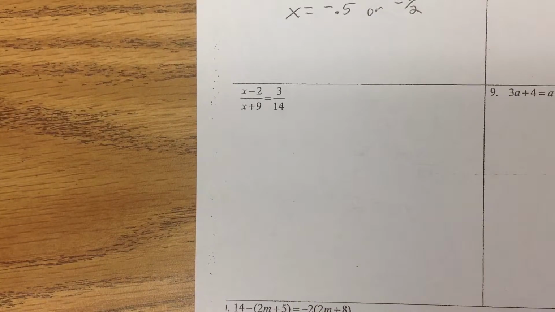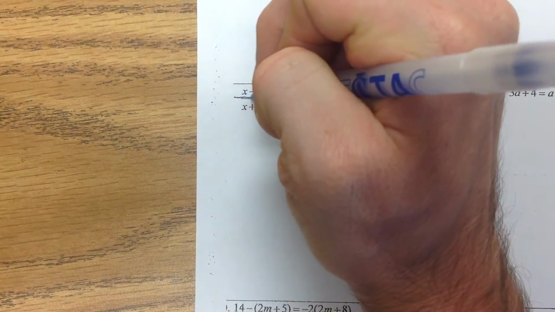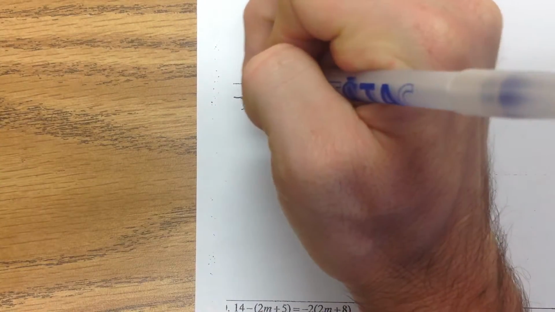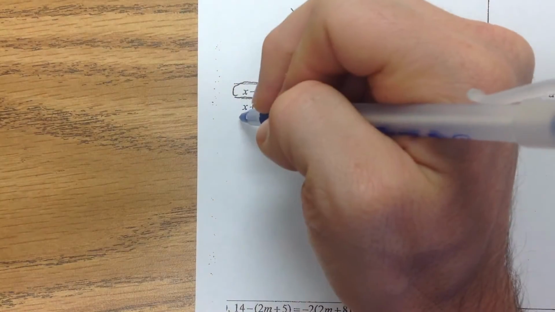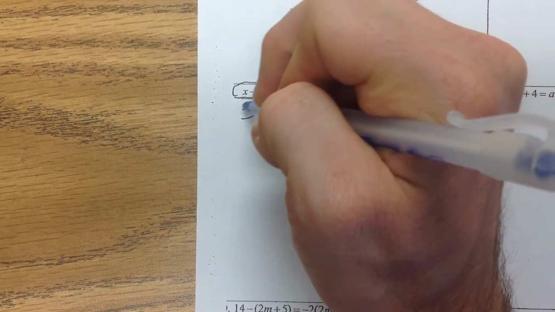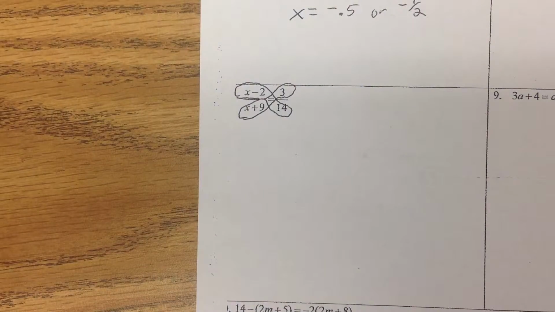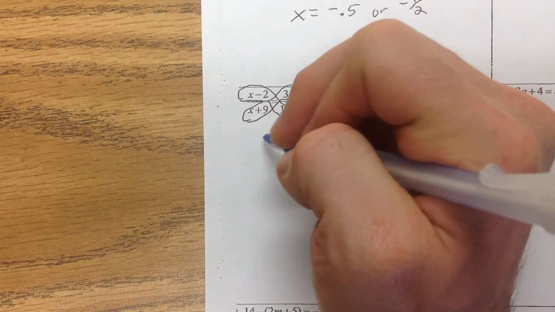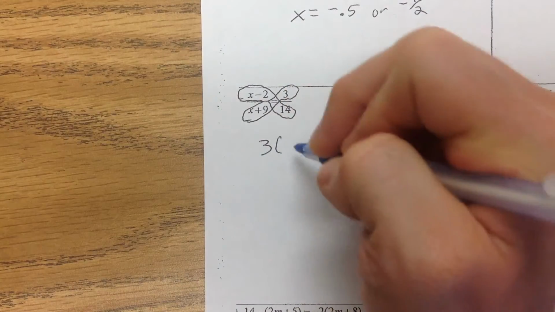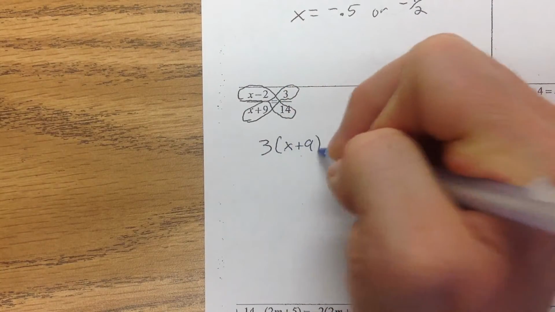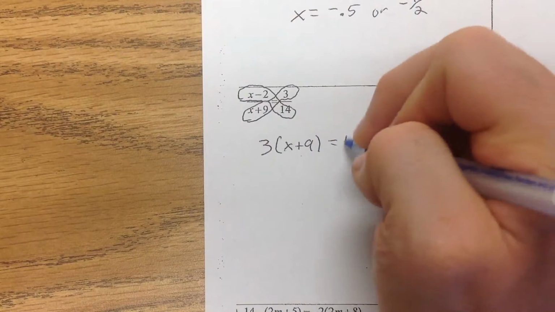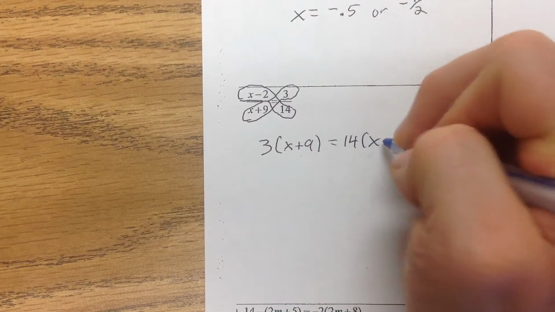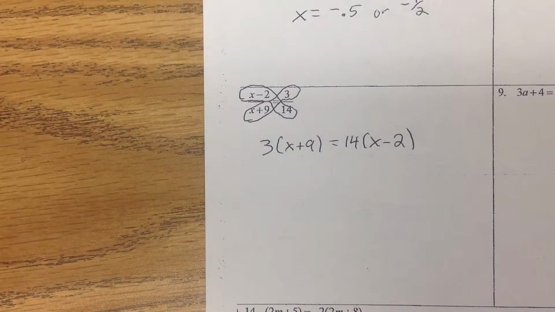All right. 3 more to go. This one is a throwback to Unit 3 where we're going to be doing some cross multiplication. So we're going to do x minus 2 and 14. And then we're going to do x plus 9 and 3. When there's more than one thing on the top or the bottom of the fraction, you've got to make sure that you're using your parentheses. So this becomes 3 parentheses x plus 9 equals 14 parentheses x minus 2.